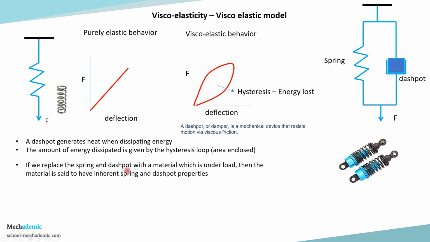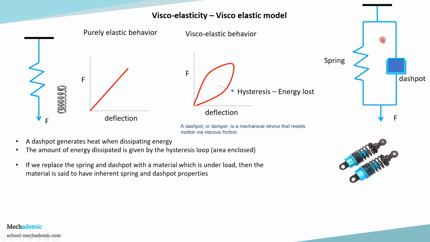So if we replace the spring and dashpot with an equivalent material which is under load. So basically this model, the spring model, can be replaced by a steel beam or a steel block, it will act like a spring. If you take a steel block and if you attach it at the top and then load it at the bottom, it will behave like a spring. But the only thing is that the stiffness of that block will be very high as compared to an equivalent coil spring. Similarly, a model which is having a spring and dashpot in parallel can be replaced by an equivalent viscoelastic material.